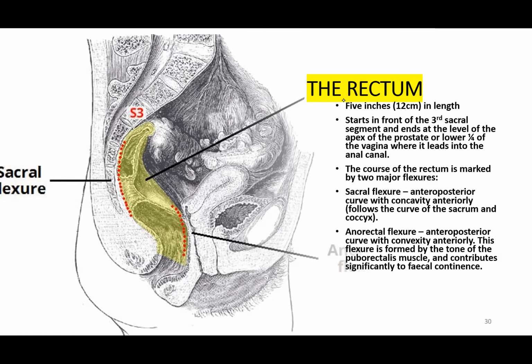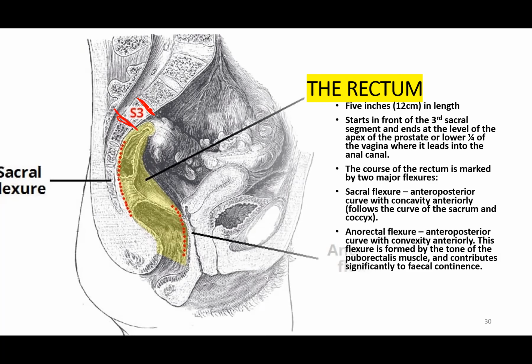Now, what is the extent of the rectum? The rectum commences in front of the third sacral segment, and it ends at the level of the apex of the prostate or lower quarter of the vagina, where it leads into the anal canal. So what is the extent? In front of the S3 segment. This is the S3 segment. That is where the rectum commences.